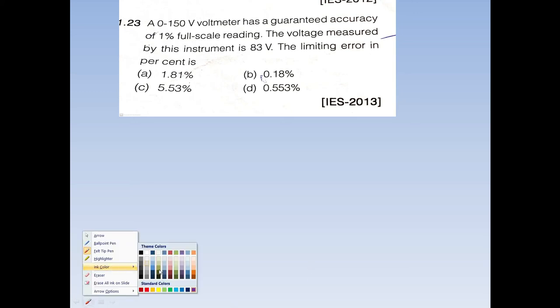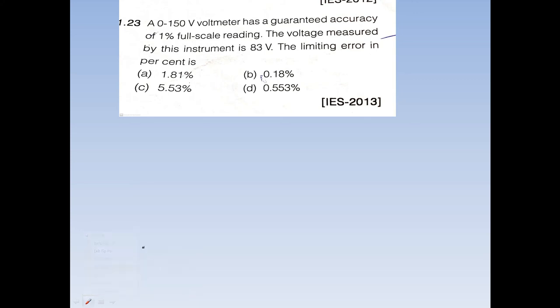in this numerical he has been asking: a 0 to 150 volt voltmeter has a guaranteed accuracy of 1% full scale reading. The voltage measured by the instrument is 83 volt. Find the limiting error in percentage. This was asked in IES 2013. So let us see how to find the answer whenever such a question is asked.